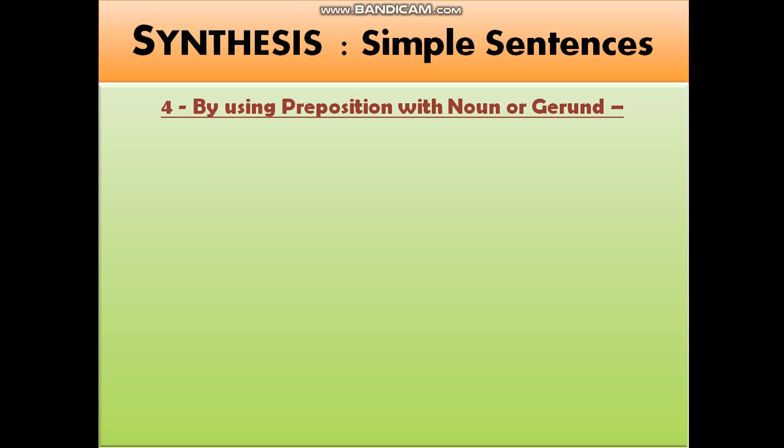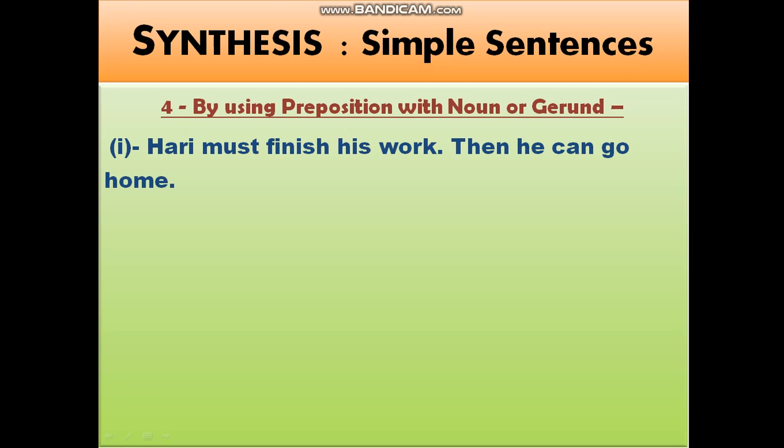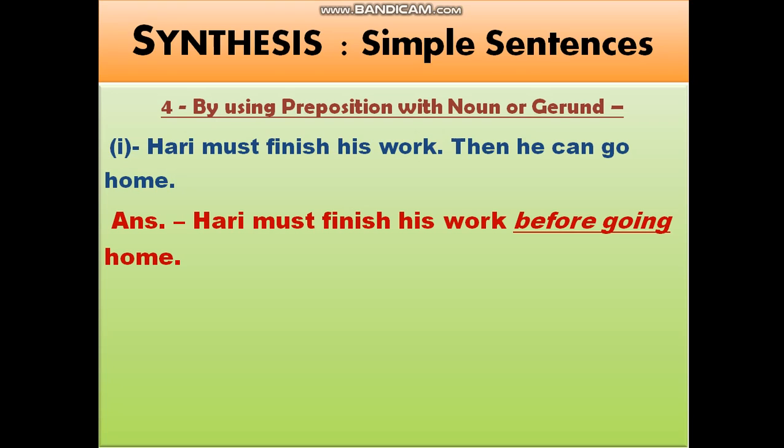Now, the fourth method is by using a preposition with a noun or gerund. You know what a noun is and you know what a gerund is. It is verb plus ing working as a noun. Hari must finish his work, then he can go home. So when can Hari go home? Hari must finish his work before going home, like this.